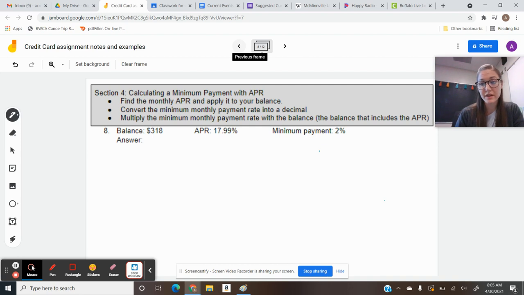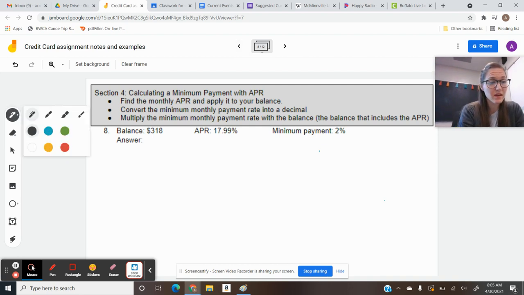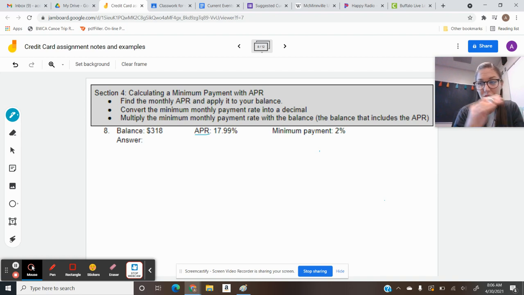Okay, so the first thing we need to do is find the monthly APR and apply it to our balance. So remember, the APR is the annual percentage rate. Because we're taking a whole year's worth of a percentage rate and breaking it up into months, we're going to divide this 17.99 by 12 because there are 12 months in a year. So 17.99 divided by 12.